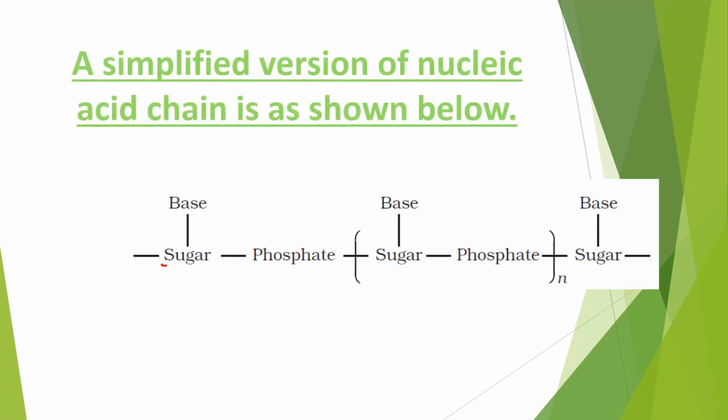This is a base attached to a sugar, then a phosphate group, and this is one unit. Sugar, base, and phosphate. It is representing a polymer. Now let's discuss some more points.